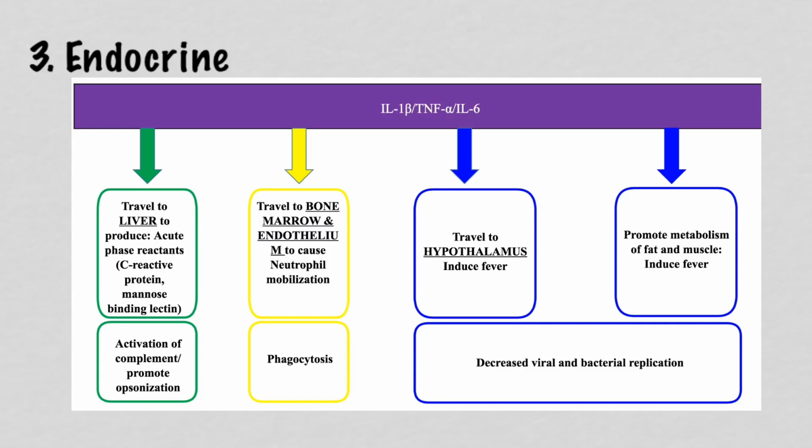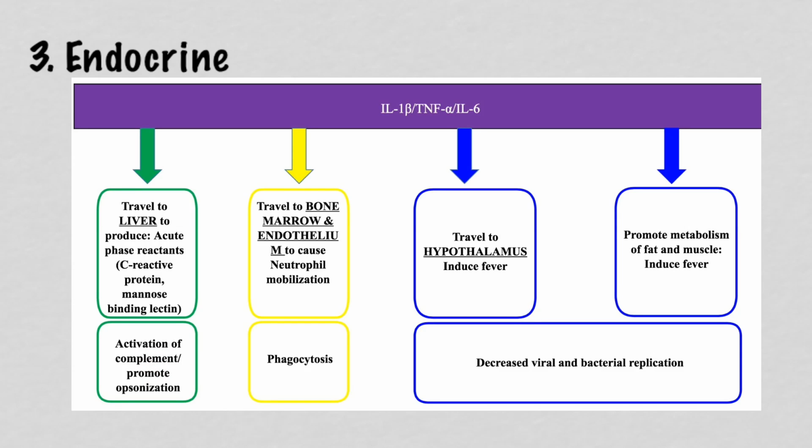Lastly, we have endocrine. We've already talked a lot about endocrine, and you should be familiar with its effects. The endocrine method is how all of our acute phase cytokines work. IL-1 beta and TNF-alpha are going to the hypothalamus to induce fever. IL-6, produced by macrophages, goes to the liver to create acute phase reactants like C-reactive protein and mannose-binding lectin. Both of these bind either to phosphocholine or mannose on the surface of bacteria and act as opsonins, helping to mediate phagocytosis of the bacteria and initiating the complement cascade, which is an innate response defense mechanism that we'll cover in a future video.